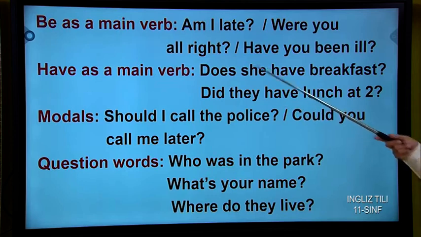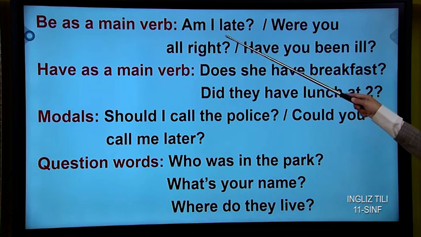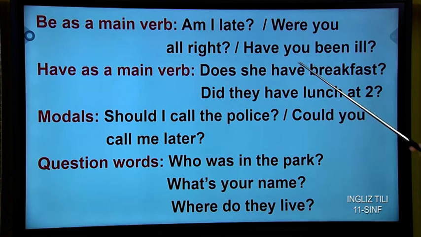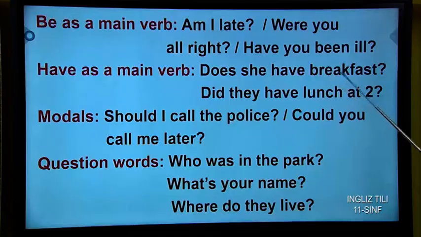What is if be as a main verb? Like I'm late. Again, we use to be before subject. Am I late? Were you all right? Have you been ill? Have as a main verb. You know, we use have as an auxiliary verb in perfect tense, but you can use have as a main verb like this. Have breakfast. Does she have breakfast? They have lunch at 2. Do they have lunch at 2?